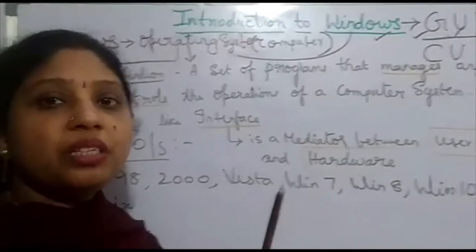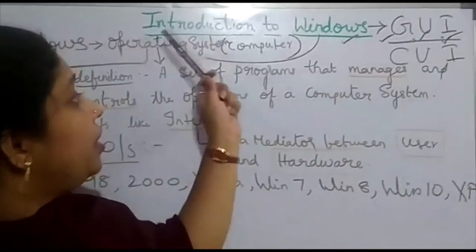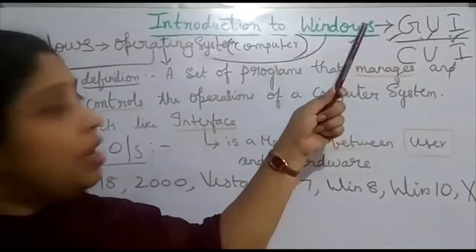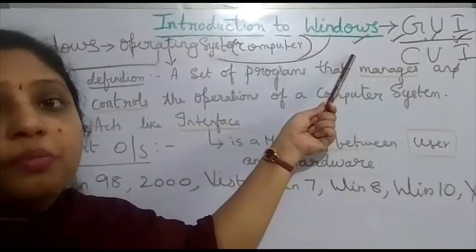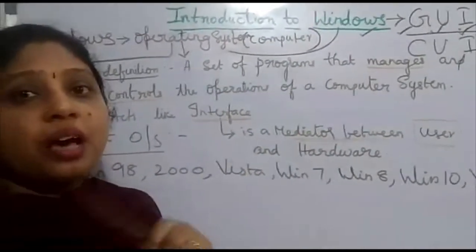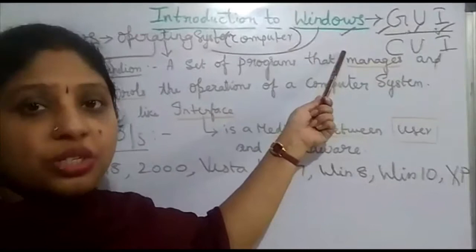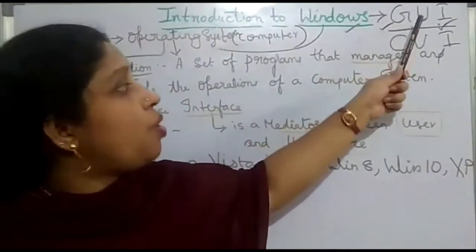Today my topic is Windows. That means I am going to explain the introduction to Windows. What is Windows? Windows is nothing but an operating system for computers. Nowadays, all computers are based on the Windows operating system. Now, this Windows operating system is based on a GUI.